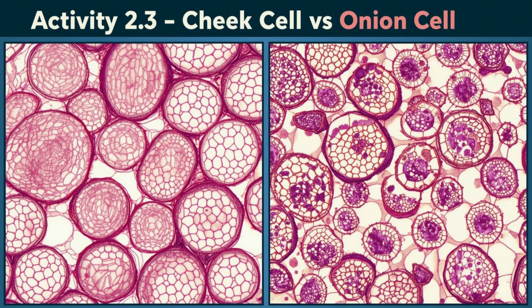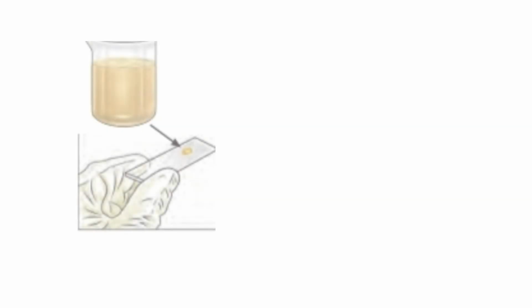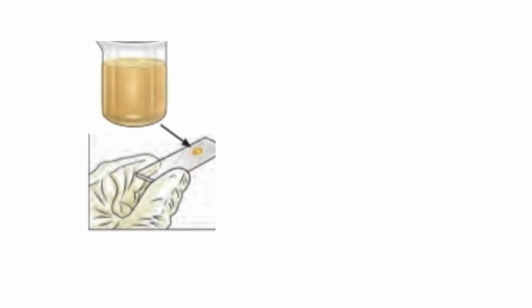Activity 2.3, Human cheek cells. Now let's look at human cells. Rinse your mouth and gently scrape the inside of your cheek with a toothpick. Place it on a slide. Add a drop of methylene blue stain. Cover it and observe under a microscope.